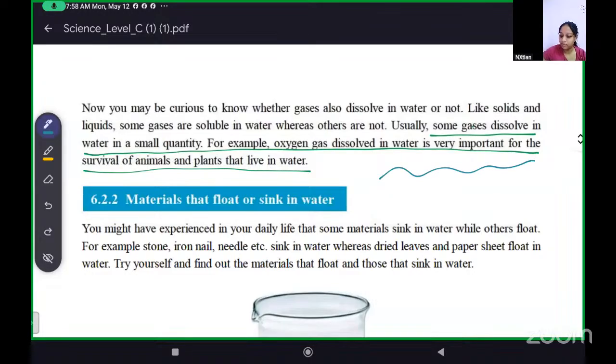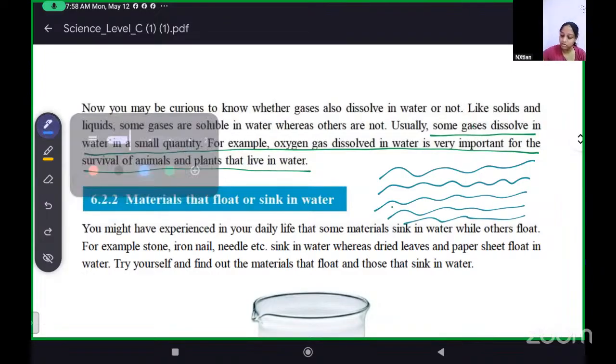When we have water and sea animals beneath the water, there are also small molecules of oxygen dissolved in that water that they use to breathe. So, yes, gases can also be dissolved in water.